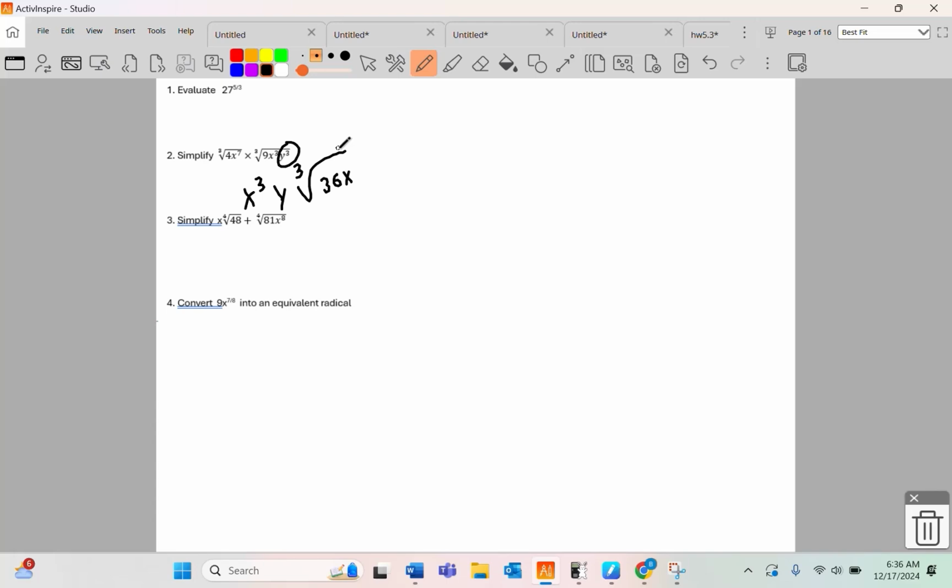We have addition. You can only add things if they are alike. So we have x times the 4th root of 48. Now I know that 2 to the 4th is 16, and I know that 48 is 16 times 3. So I can do a little evaluation on this one. I can think of it as the 4th root of 2 to the 4th times the 4th root of 3, and the 4th root of 2 to the 4th is 2. I've already got an x out front, so 2x times the 4th root of 3.